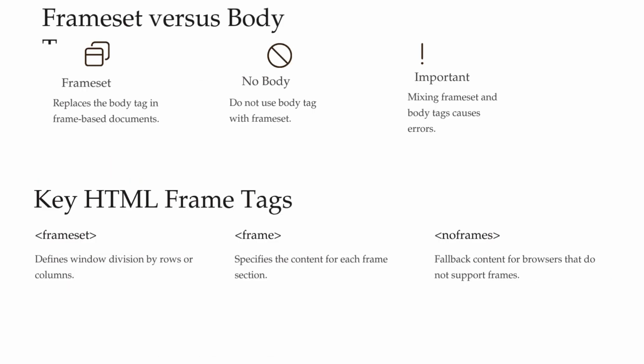Key HTML frame tags: frameset defines window division by rows or columns. Frame specifies the content for each frame section. Noframes: fallback content for browsers that do not support frames.